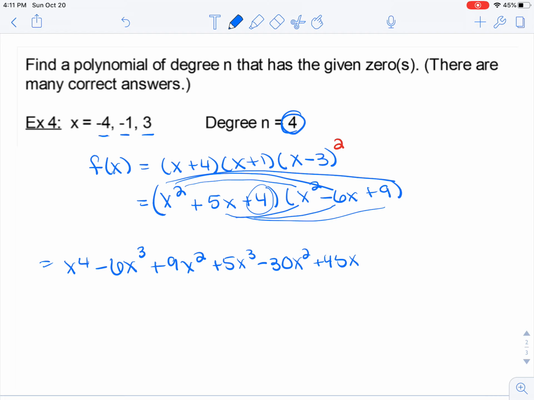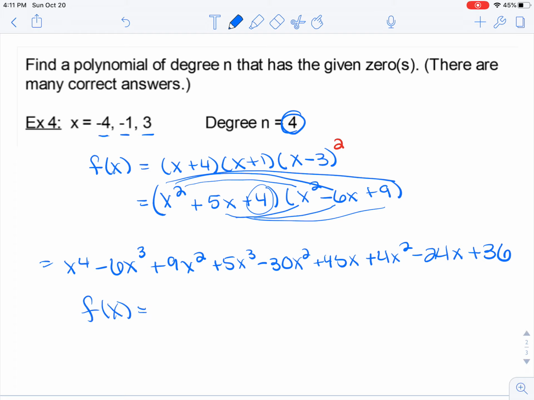So, or I'm sorry, it's a positive 4. So 4 times x squared would be plus 4x squared. 4 times negative 6x would be negative 24x. And then 4 times 9, that would be plus 36.